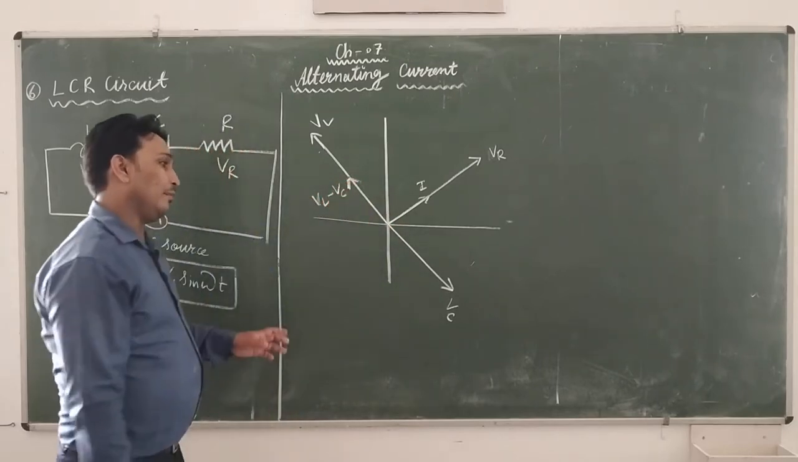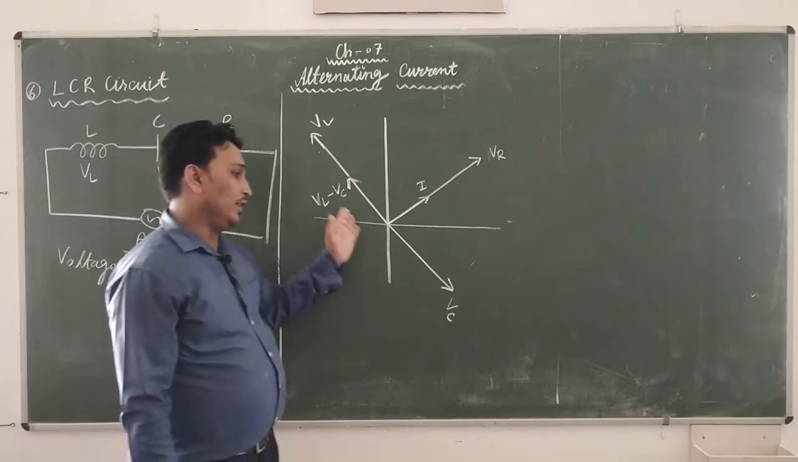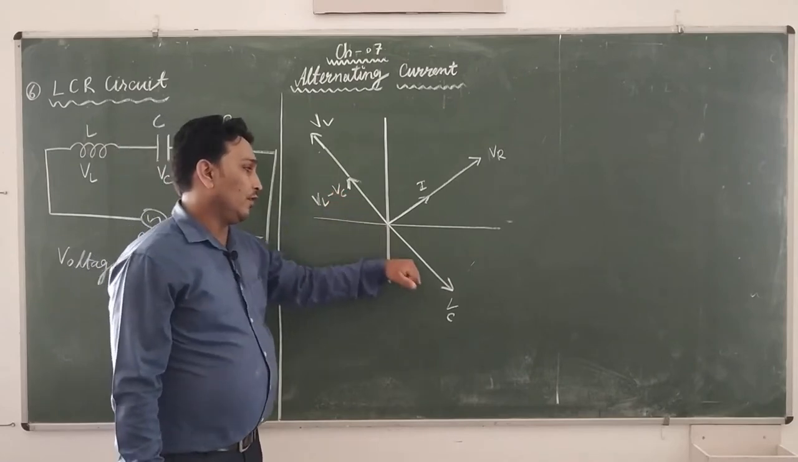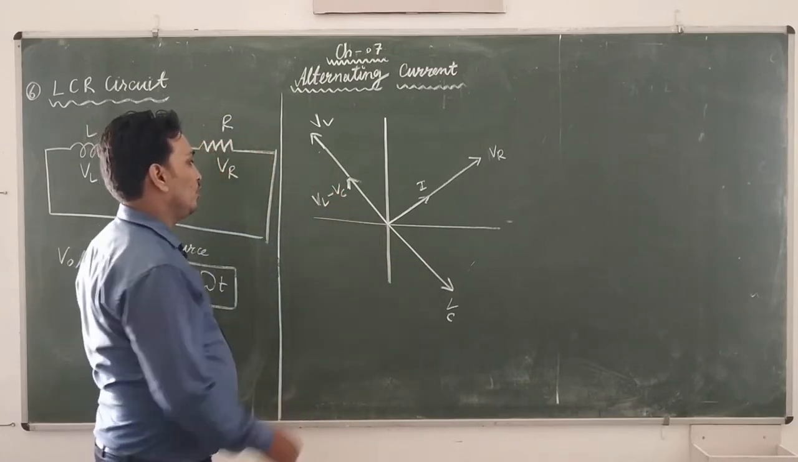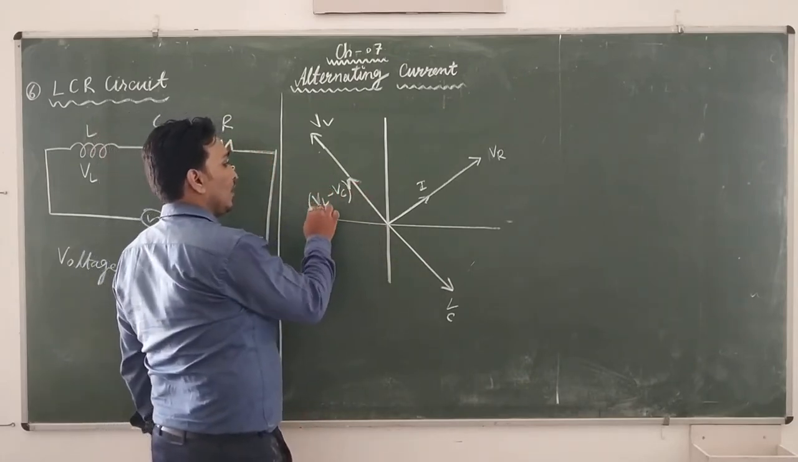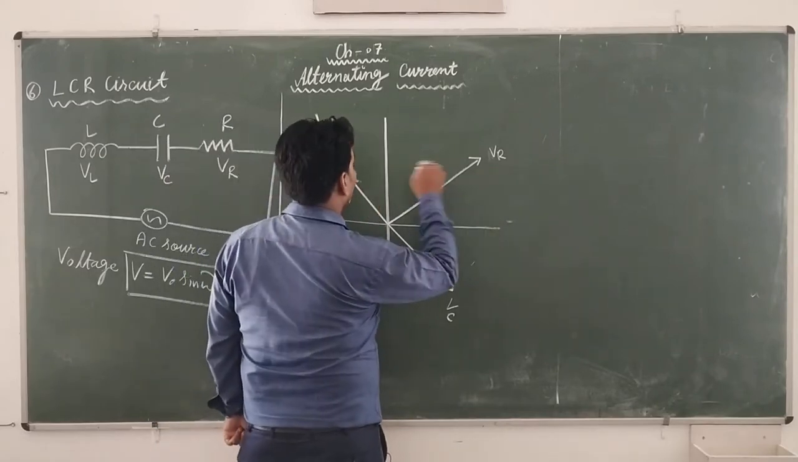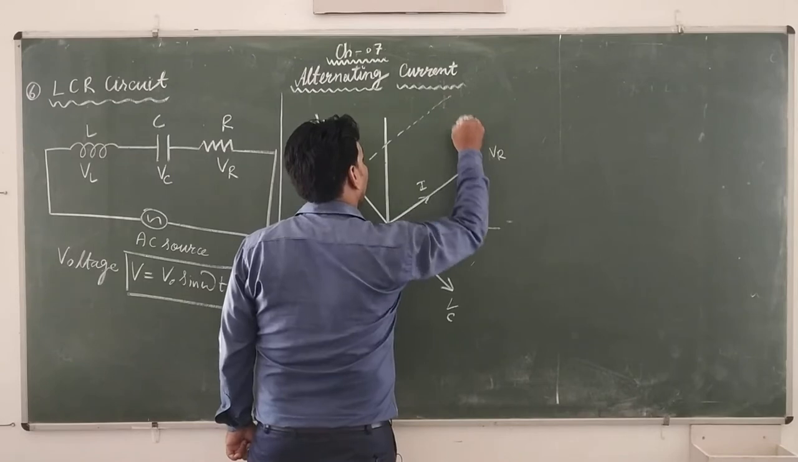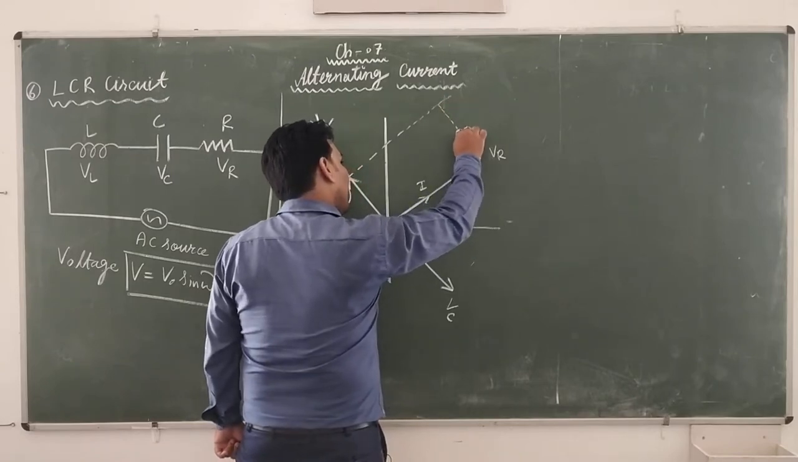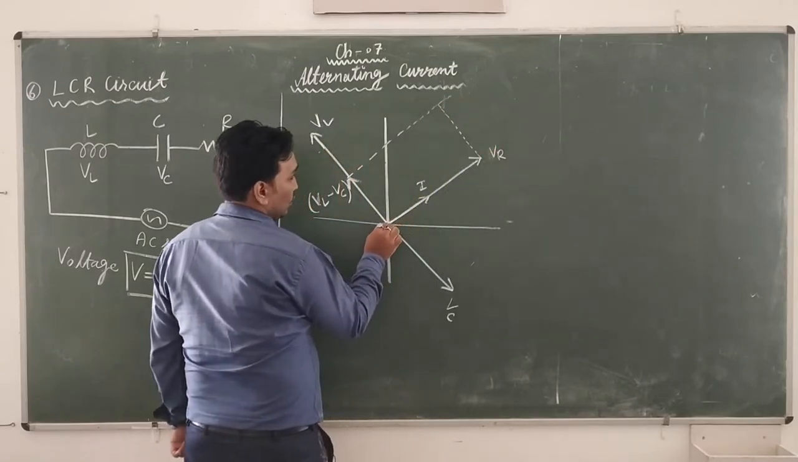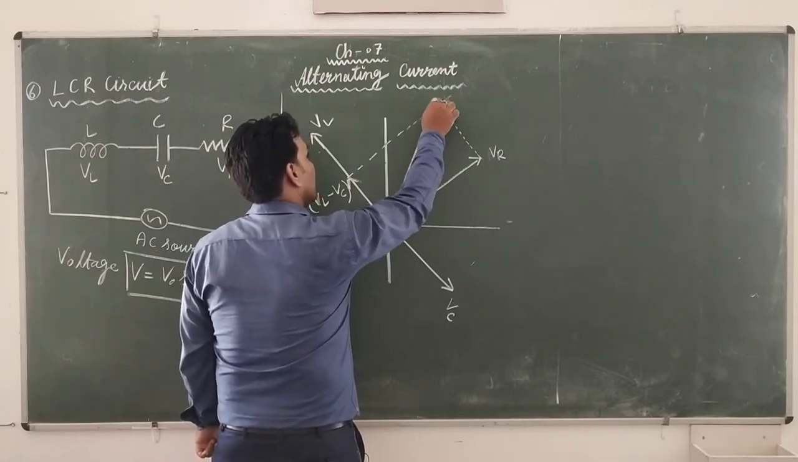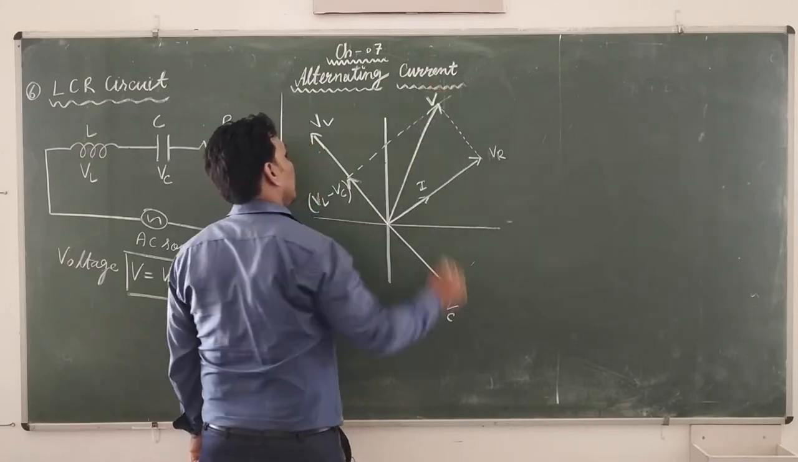Although it can be in the reverse also, like VC is greater and VL is smaller. So in that case, the resultant will be downward. Okay, so VL minus VC is somewhere here, and now VL minus VC and VR, they are the two vectors we have to add. So if we use the parallelogram method, the resultant is going to be this. So this is going to be the resultant voltage V.